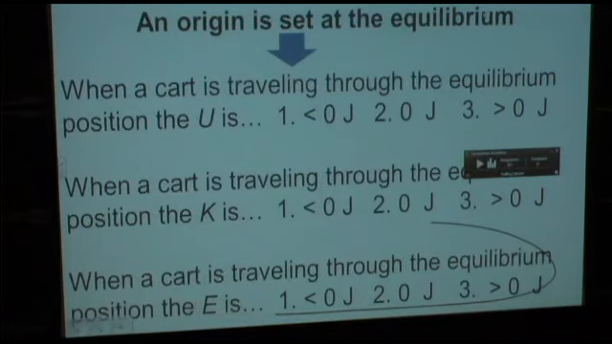So we have one more lecture left on this topic. I'm going to go over more examples, more situations.